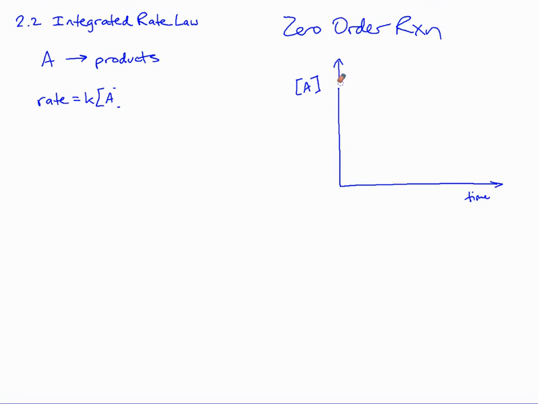All right, so for a first order reaction, we have the same type of reaction. We have A yielding products. So we have one reactant turning into some products. And we have a new rate law given to us. The rate law is rate equals k times the concentration of A to the first power. And this is how we know that it's first order, because our exponent is 1.